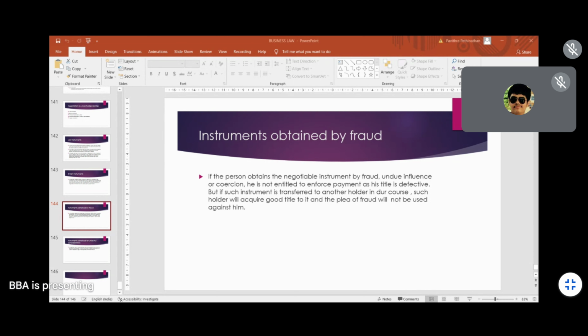Okay, again, take A, B, C. A is the true owner of the negotiable instrument. B is the person who coerced A to transfer the title of the negotiable instrument to him. In the first two cases, lost instrument and stolen instrument, the title was not transferred. The person who found it or the person who stole it does not have good title, but he can transfer the instrument and that person will get good title.